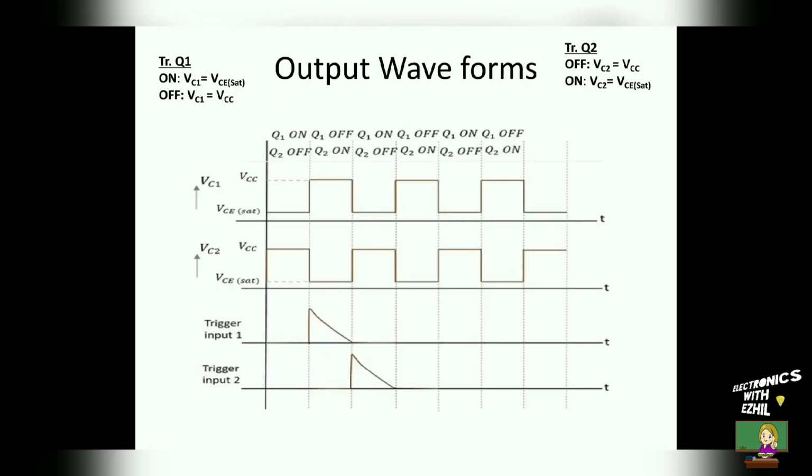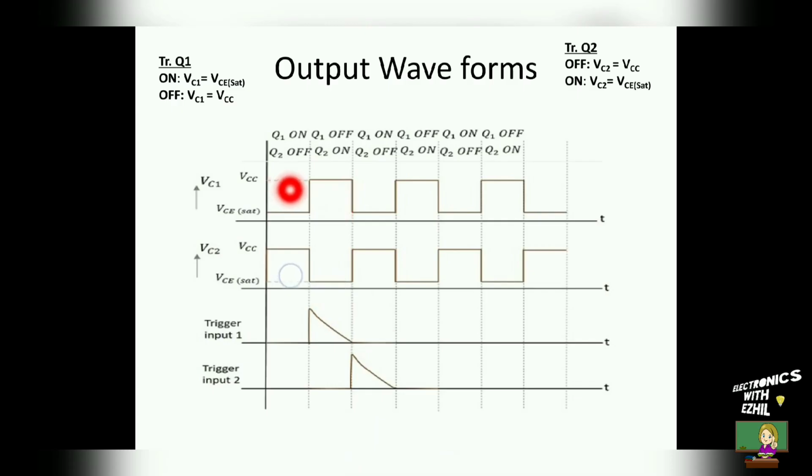Now we'll see how to draw the output waveforms of the bistable multivibrator. The first graph refers to the output of the transistor 1, which is VC1. The second waveform refers to the output of the transistor 2, which is VC2. The third one is the reset triggered pulse. The fourth one is the set triggered pulse.